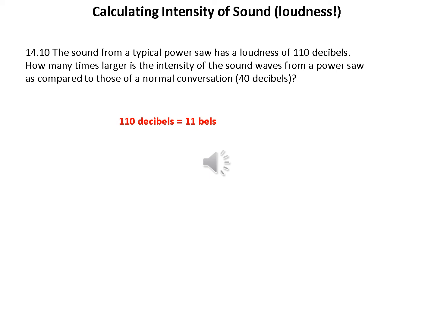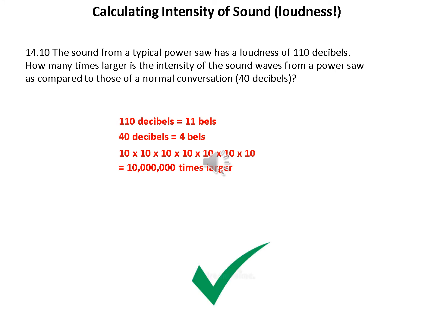So 110 decibels when we divide by 10 gives us 11 bells. 40 decibels when we divide by 10 gives us 4 bells. The difference between them is 7, and so we have to multiply by a factor of 10 7 times. 1, 2, 3, 4, 5, 6, 7 times. And we end up with 10 million times larger. And we got the answer right. There's that wonderful green check mark.